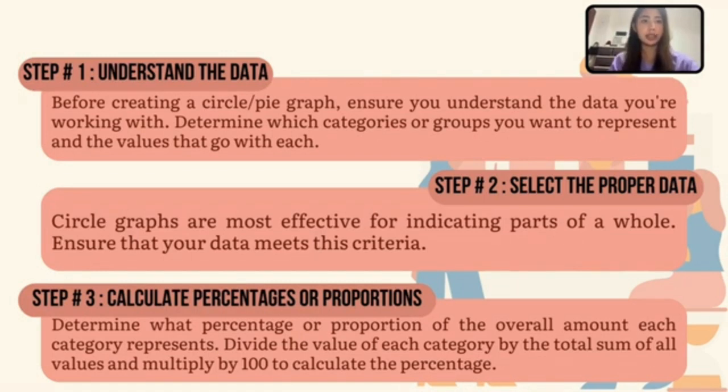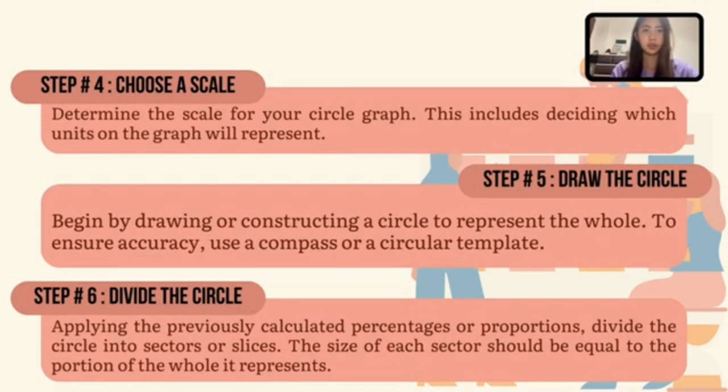Step number 2. Select the proper data. Since the pie graph is of common use, in following step number 1, the data should meet the graph's criteria. Step number 3. Calculate percentage or proportions. Determine the percentage or proportions and divide the value of each category by the total sum of all the given values and multiply it by 100 to calculate the percentage. Step number 4. Choose a scale.